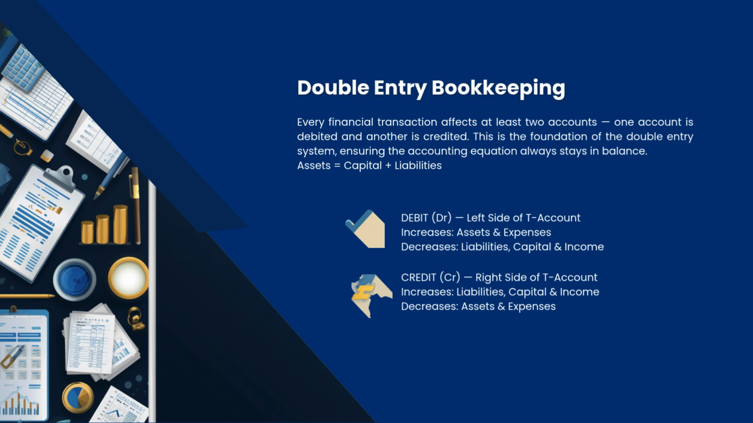So there are two symbols. On the left side of a T account, there is the debit. Its symbol is DR, and it indicates an increase in assets and expenses, or a decrease in liability, capital, and income. In reverse, there is credit on the right side of a T account. An increase in liabilities, capital, and income is shown with the credit, and a decrease of assets is also shown with the credit.